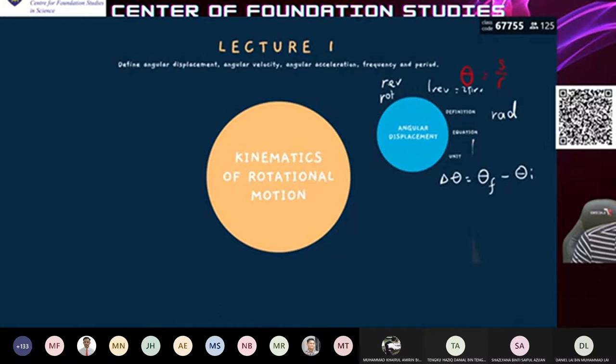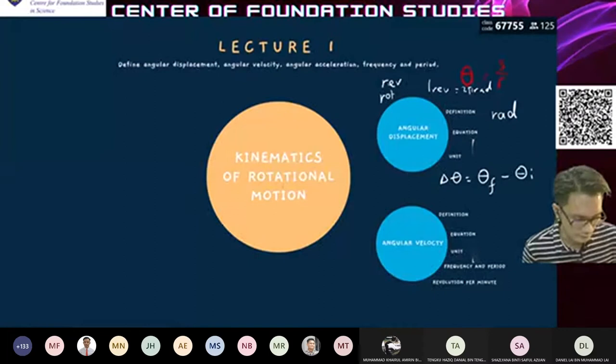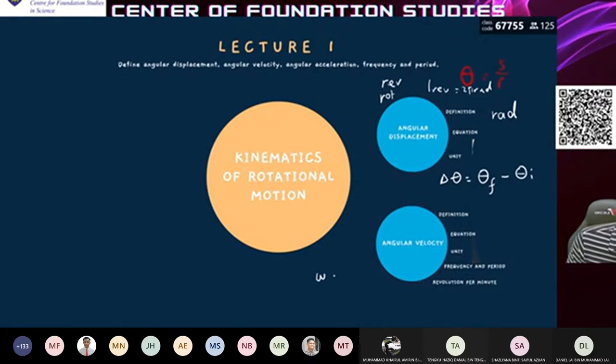Okay, so that is angular displacement. Next, kita buat angular velocity, di mana you need to define what angular velocity is. Equation, unit, frequency and period, revolution per minute. So we know the angular velocity, which is omega, is equal to omega final minus omega initial. And then the relationship between omega and the linear quantities is V tangential is equal to R darabkan dengan omega, and then frequency and period.